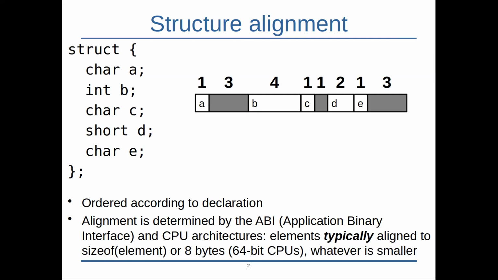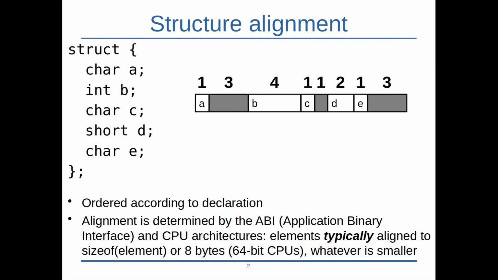I was wondering, if you did the size of that struct, would it be 16 bytes then? Yeah, just calculate what's the total size. 1 plus 3, 4, 8, 9, 10, 12. Did I miss something? Oh, wait a second. 4, 8, 9, 10, 12, 13. So it's 16, right? So that's correct, 16.